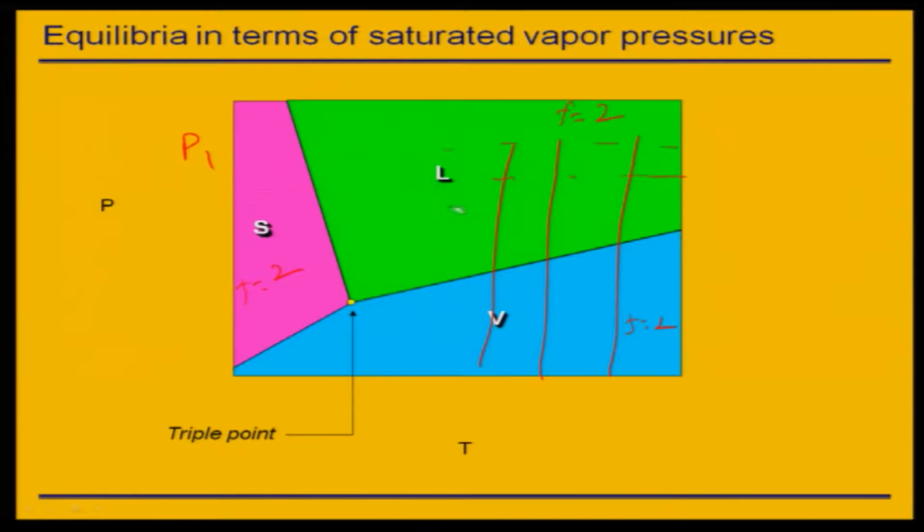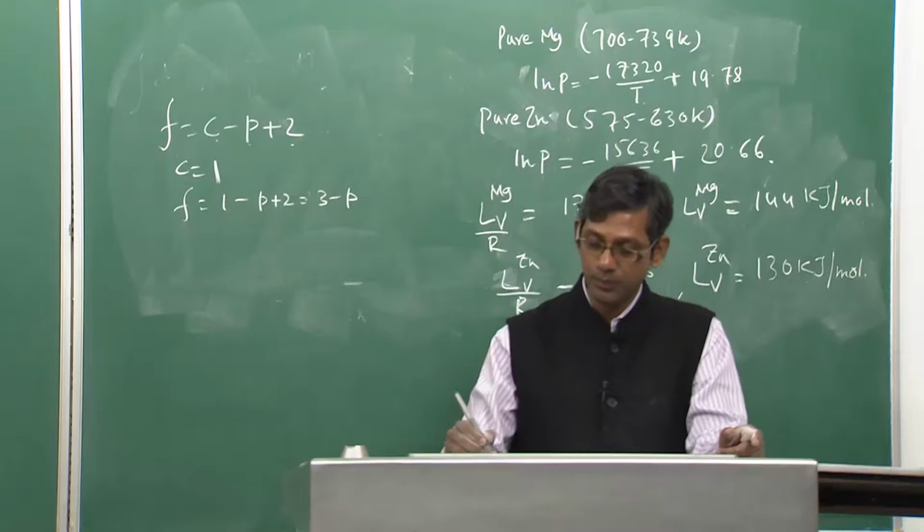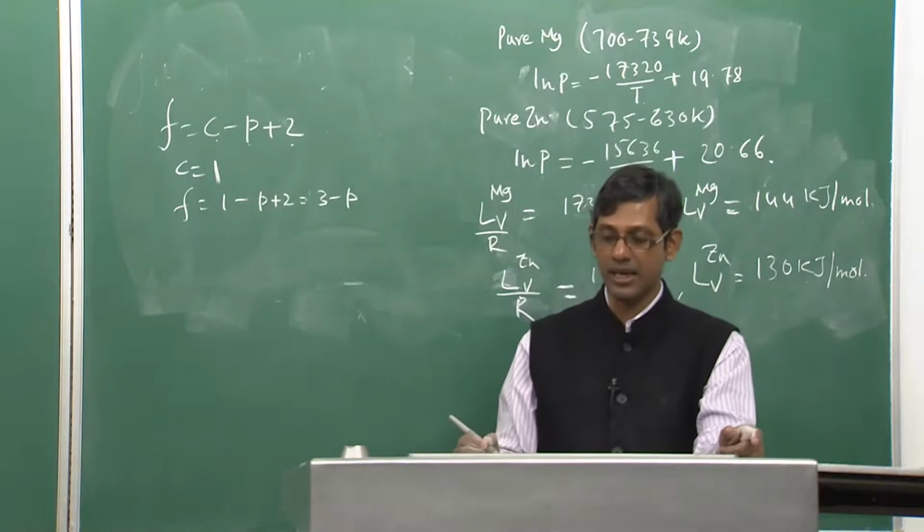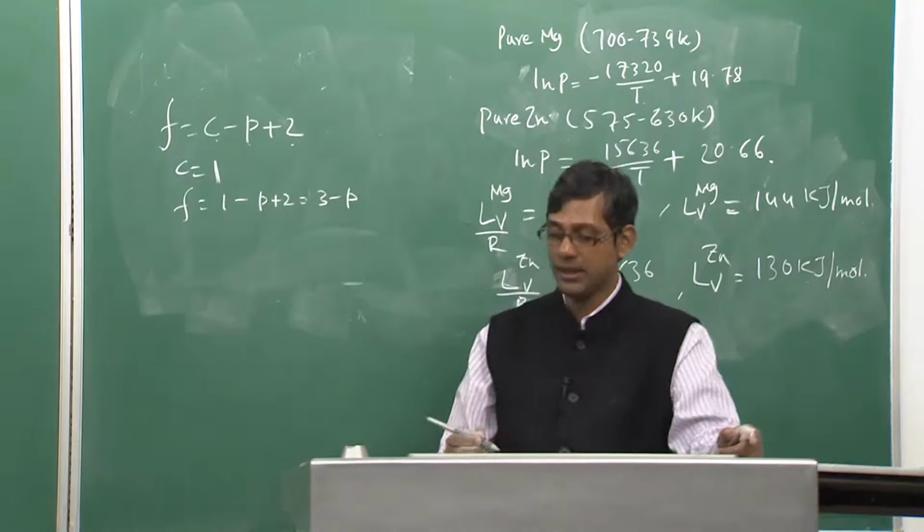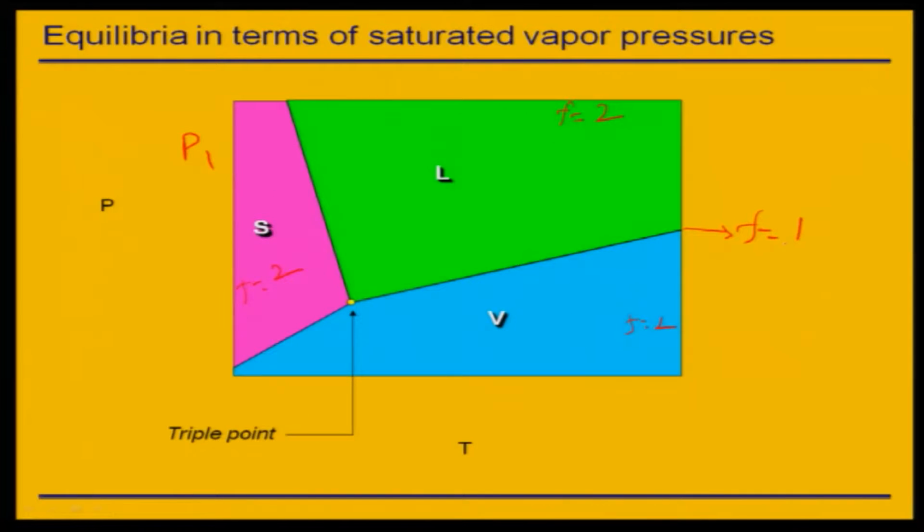Now this is not the case when you do it on a line. On these lines, this line or this line or this line, two phases are present: liquid and solid, solid and vapor, or vapor and liquid. If two phases are present, suppose on this line, P is equal to 2, so F will be equal to 1, because 3 minus 2 is equal to 1. So what is the meaning of that?